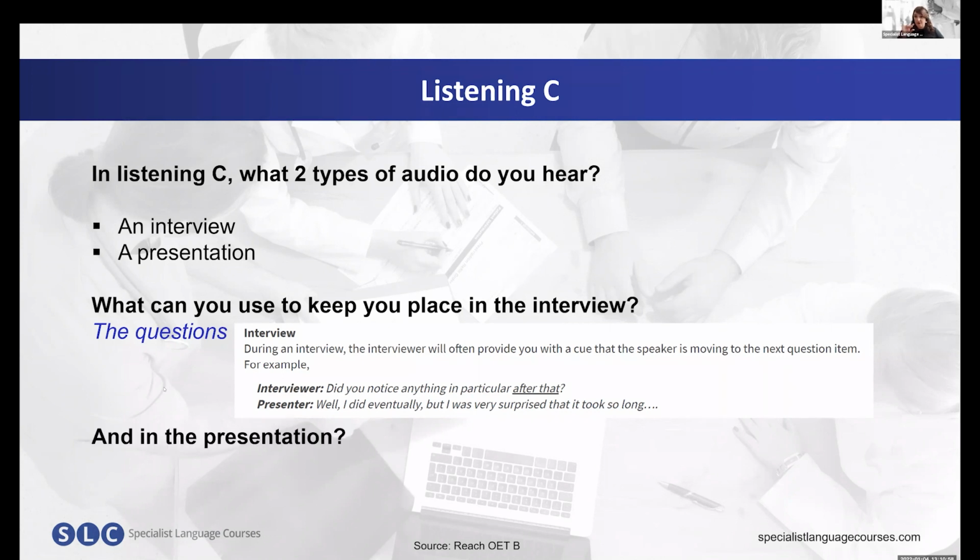So what can you use? Write your ideas in the chat box here. For those of you who've got listening C experience, what can you use to keep your place in a presentation? Put your ideas into the chat. As you're listening, what is it that's going to give you the clue that the speaker is moving on to the next topic if you're listening to a presentation? We don't have questions. There's no interviewer to ask questions. So what can we use in the audio to help you keep your place? How do you know when you're moving on to the next question?